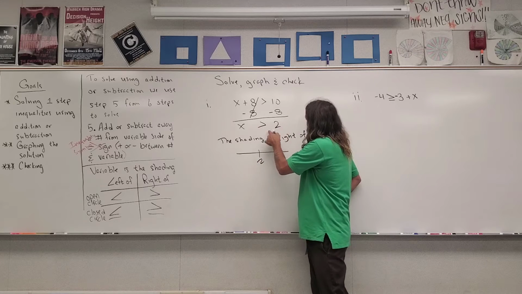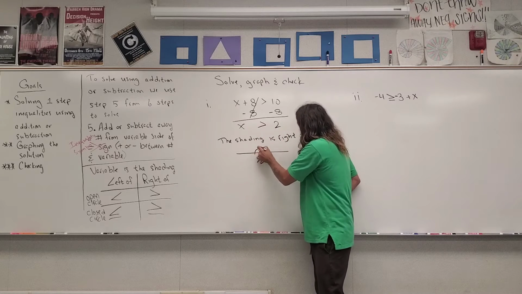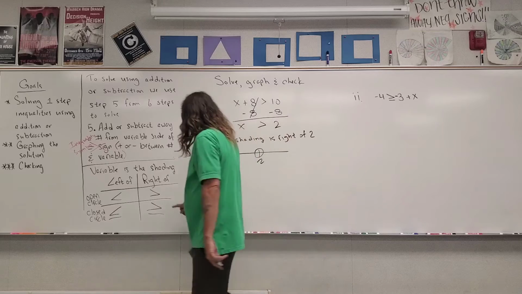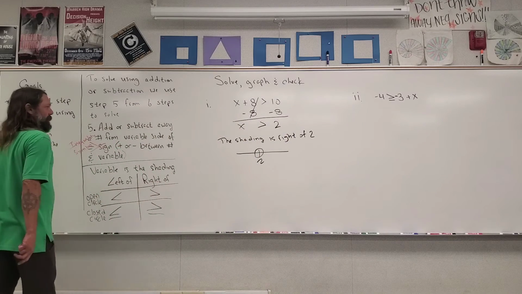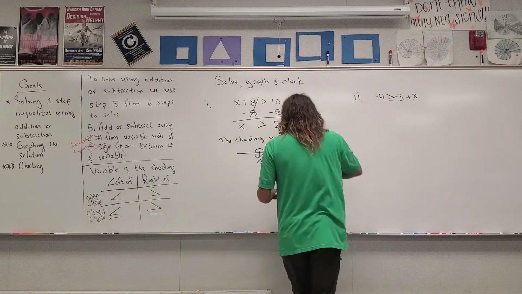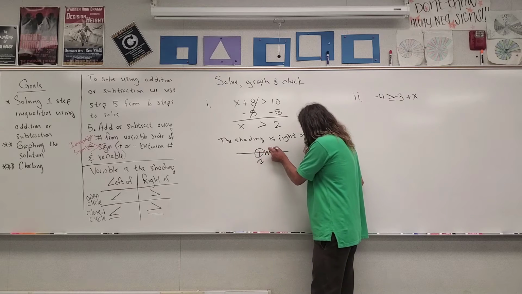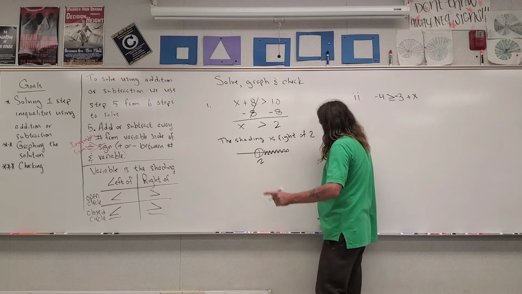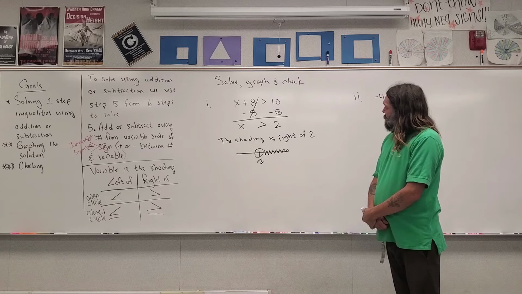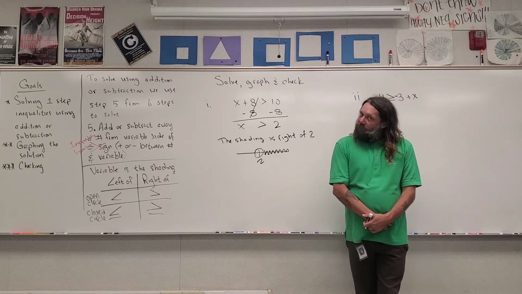So I have my number line that I'm going to draw. This is an open circle at 2, right? Right of an open circle, and the shading is right of 2. So that is what the graph is going to look like for this inequality.